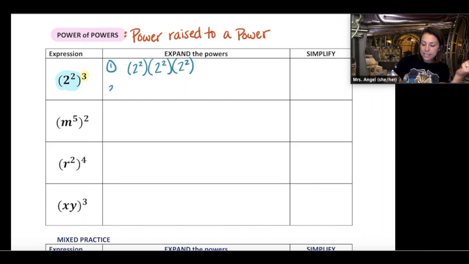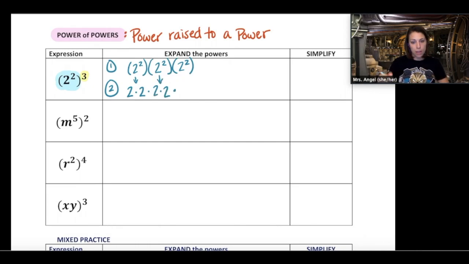Now in the second step, I can go in and expand all of my inside powers. That 2 to the power of 2 is just 2 times 2. So 2 to the power of 2 is 2 times 2 times, continuing on that multiplication, 2 times 2 times, continuing on that multiplication, 2 times 2. So I work outside in. Now we just count up how many total times we're multiplying 2 by itself. I see a total of 6, so this simplifies to 2 to the power of 6.